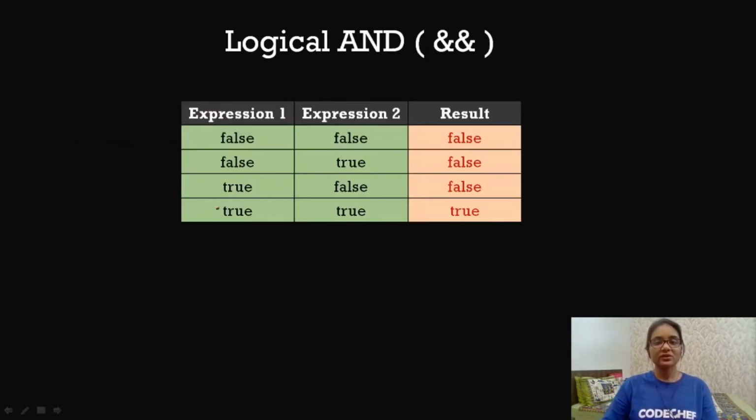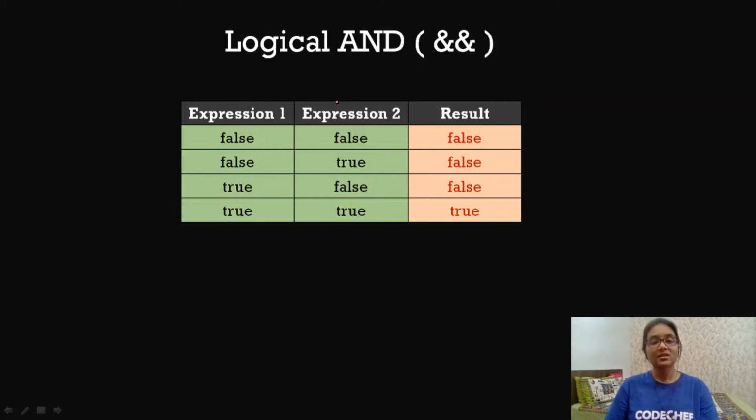First, we are going to see the logical AND operator. What is the logical AND operator? The logical AND operator suggests that if all of the conditions, all of the Boolean expressions that are used along with AND, are true, only then will the answer be true.